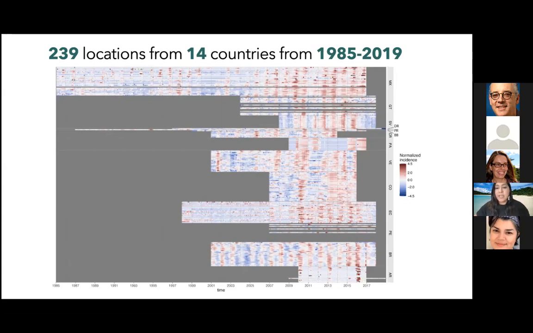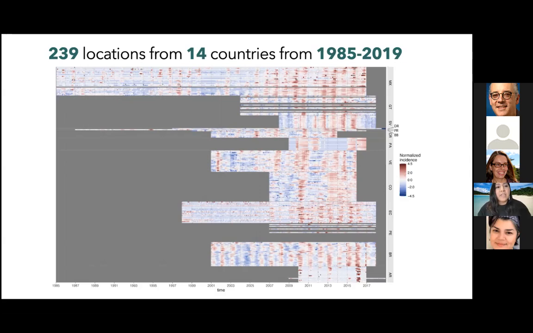you can see in this figure, the x-axis is time, and there's quite a bit of variation in the data available from a number of these countries. This figure is showing the normalized incidence of dengue for each location. These locations are grouped by their country and ordered from northern to southern latitude. Blue signifies periods of low dengue incidence, and red indicates periods of high dengue incidence.